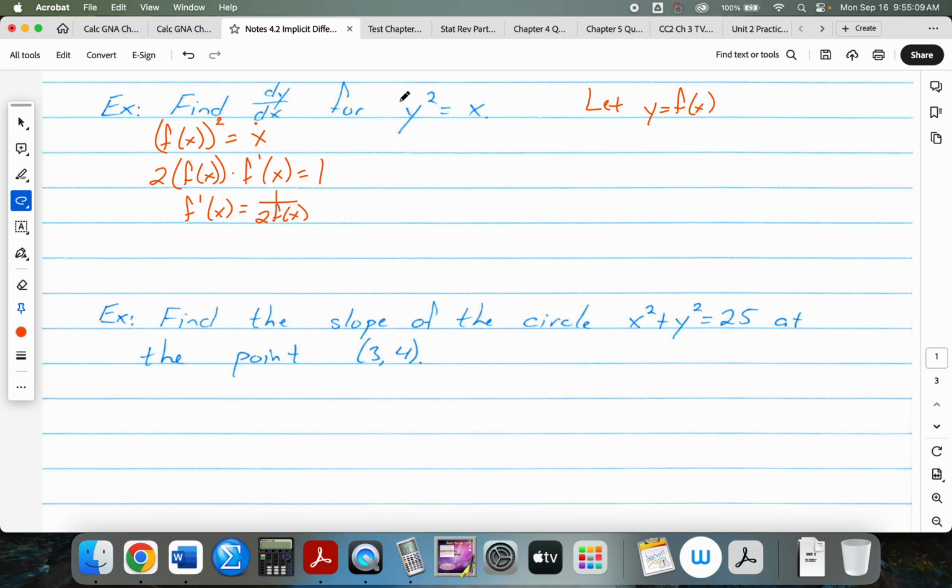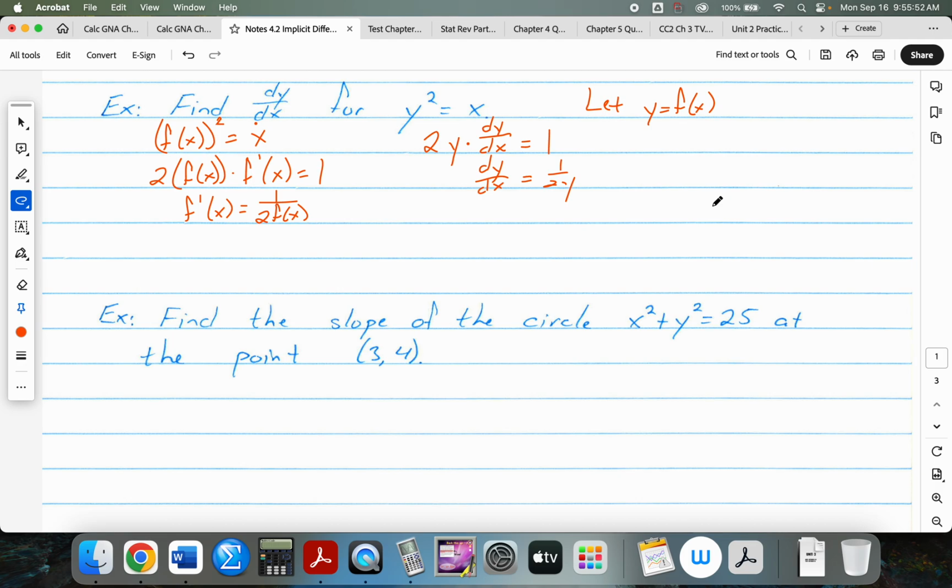So I have a composite function because y is some unknown function of x. So when I start taking the derivative, I'll have 2 times whatever that function is, times the derivative of that function, which will be dy dx, is equal to 1. Divide both sides by 2y, and we get that dy dx is 1 over 2y. We got the same thing, just a bit less writing.